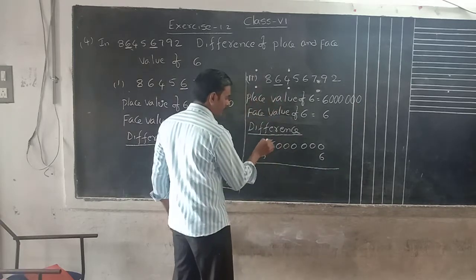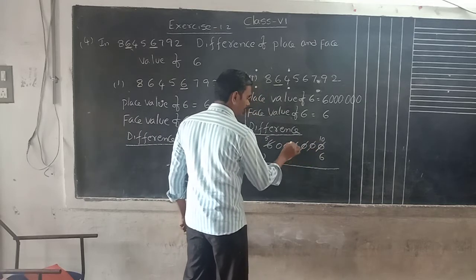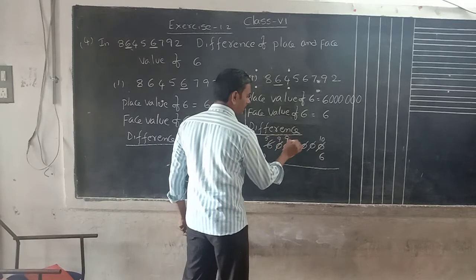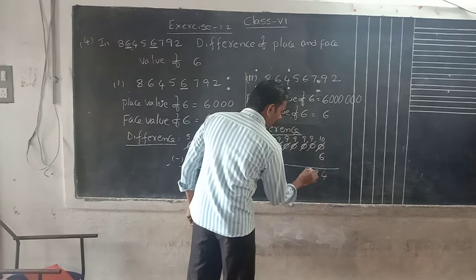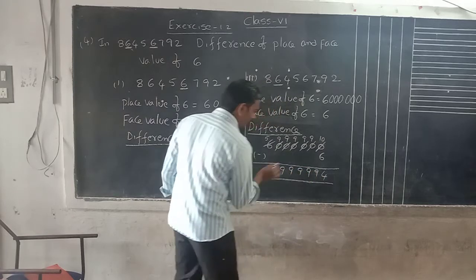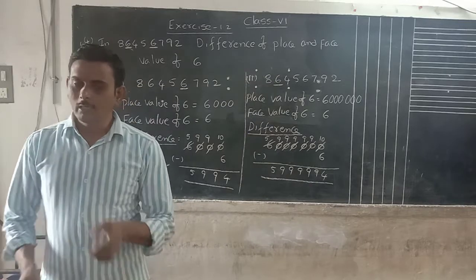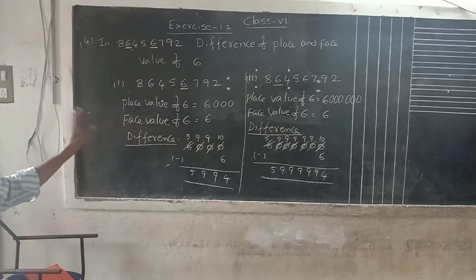Now borrow from 6. Okay, the starting number becomes 10. What about the remaining digits? These will become 9. 10 minus 6 is 4, then 9, 9, 9, 5. This is the answer. If some members have already completed that sum, check once.